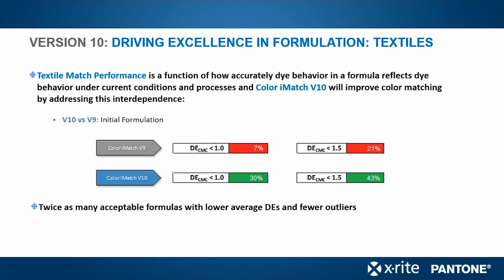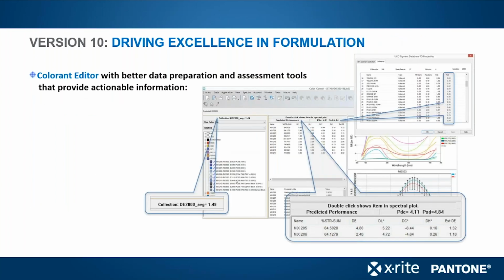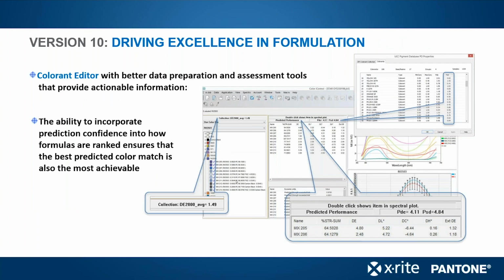The next few slides I'm going to go through talk more about specific features and functions that we've added into the software. So the first one is our Colorant Editor, or our assortment editor. It has multiple names, but this is the tool that we use to generate the calibration or the optical data that drives formulation. And our goal here was, the formulation is only as good as the data that you provided. So we wanted to provide our customers with better tools to assess the quality of their assortment, but also a tool that provides them with actionable information.